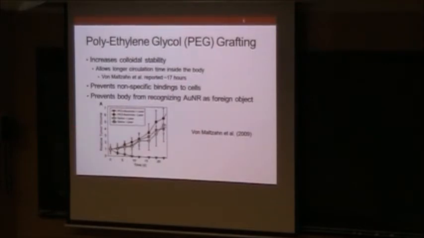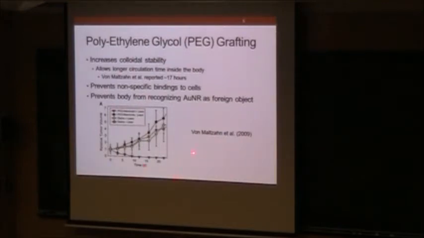For our case, it also prevents non-specific binding to cells, because PEG is actually one of the main ingredients of your soap. It's a smooth coating, so it prevents gold nanoparticles from landing in places that you don't want, that's not necessarily cancer cells. It also prevents the body from recognizing the gold nanorod as a foreign object. If you just put in gold nanorods without PEG grafting, the body is going to start attacking them, and they're going to be processed out without actually reaching the cancer cells.